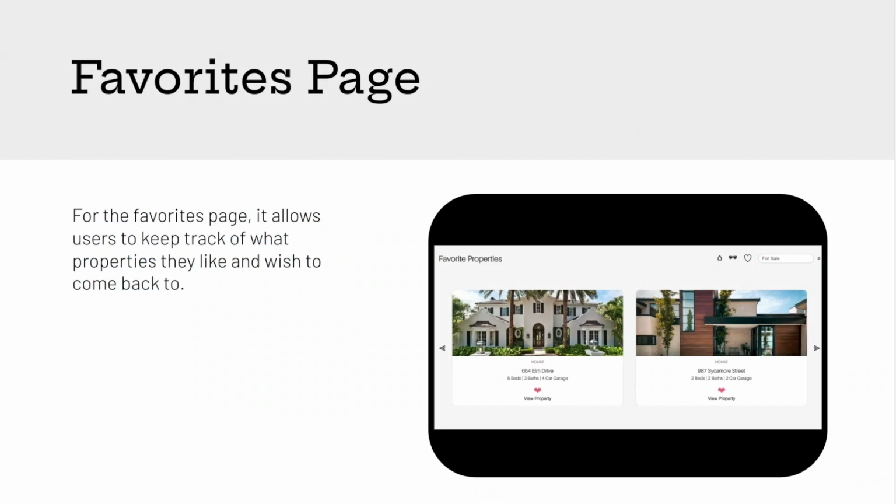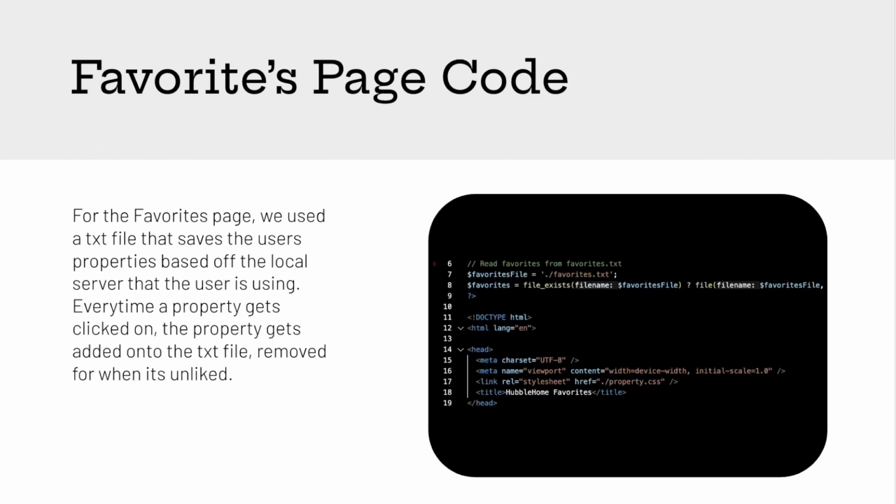The favorites page allows users to keep track of what properties they like and wish to come back to. In the image that is shown, you can see that both of those houses have been favorited and are the reason why it's currently on the favorite properties page. In the favorites page code, we use a txt file that saves the user's properties based off the local server that the user is using. Every time a property gets clicked on, the property gets added onto the txt file and removed for when it's unliked. And you can see more of that in the demo.